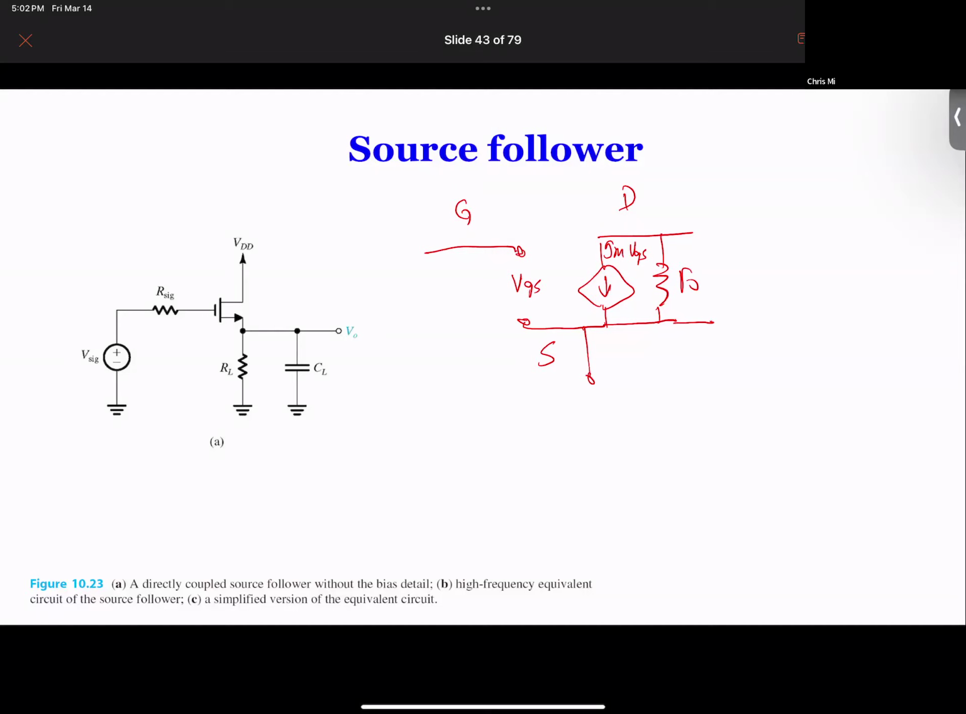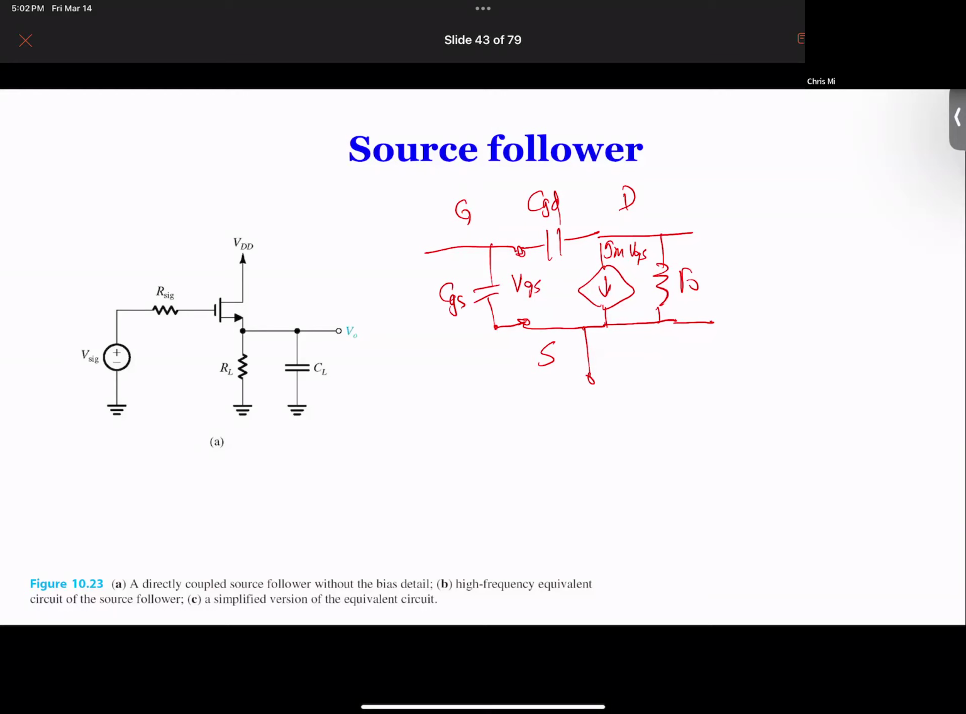Now the second step is to add the capacitors. We know that this capacitor over here and this capacitor over here are the 2 important capacitors that we cannot ignore. There are some others, but we're going to skip those for now. So you have CGD and you have CGS, the 2 most important ones.